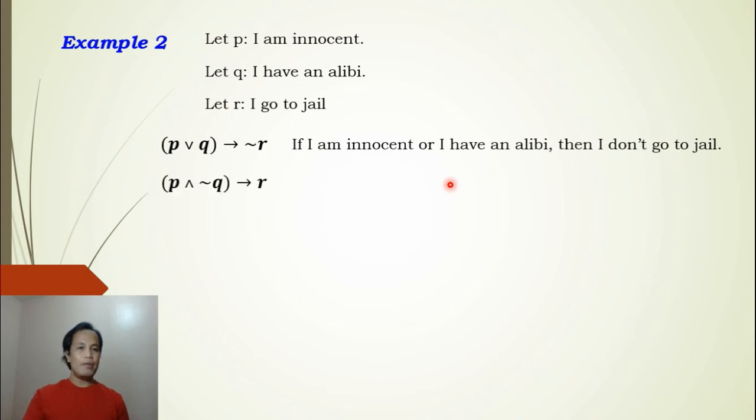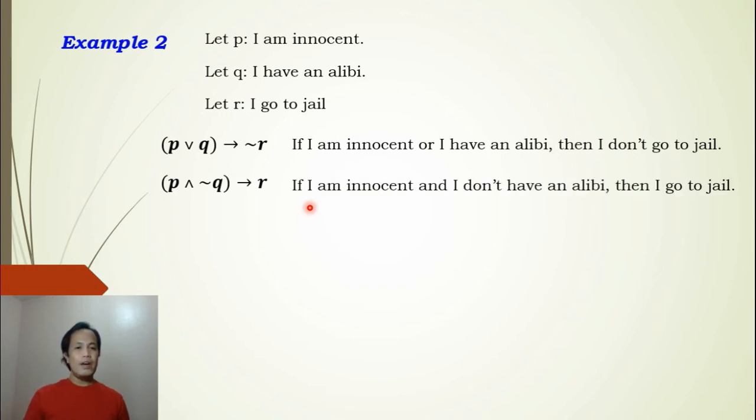Now, next example. We have here P and not Q implies R. This time, Q is negated. Similarly, we have here a grouping symbol, parenthesis, then this is an implication. So, when we translate this one into logical statement, we can have, if I am innocent, so our P, if I am innocent and I don't have an alibi, comma, then I go to jail. Q is, I have an alibi. Since in the symbol it is negated, that's why we have here, I don't have an alibi, then I go to jail.